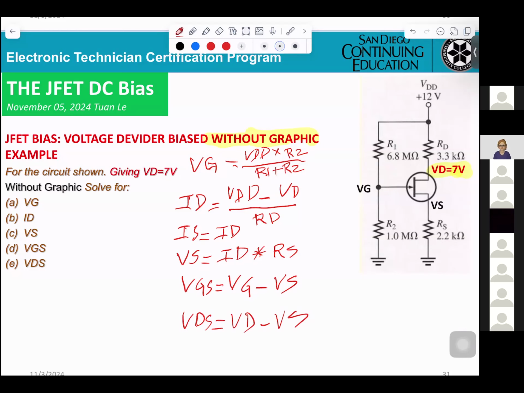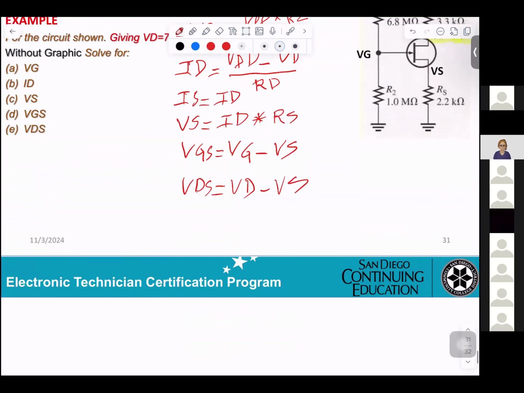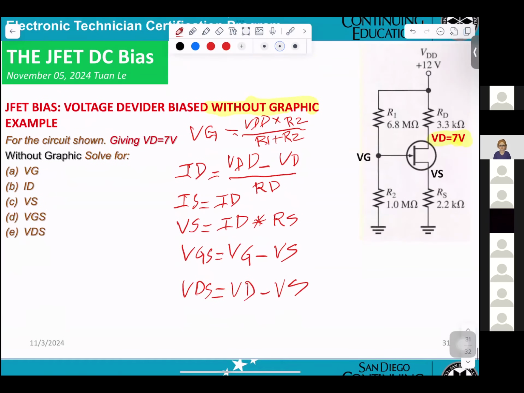However, we do not deal with the graphic. So when they give you self bias or voltage divider bias JFET, they will give you one more piece of information that substitutes for using the graphic. Okay, any question up to that point?